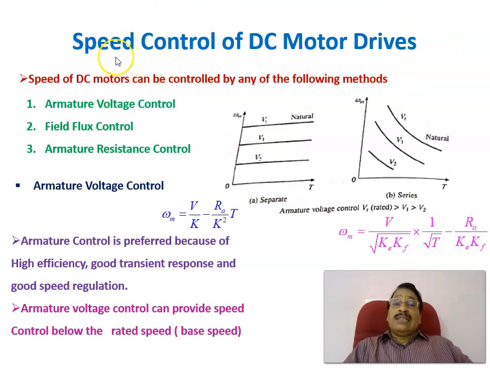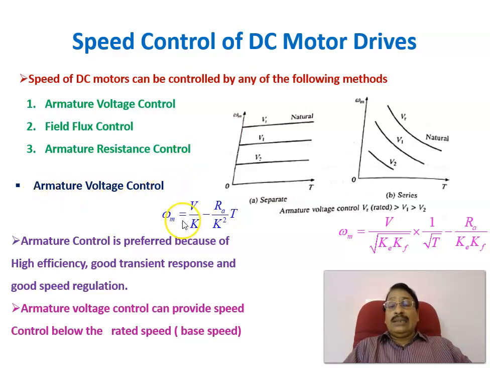Now let us see the speed control of DC motor drives. Speed of DC motors can be controlled by any of the following methods. Either by controlling the armature voltage, which is called armature voltage control, second, field flux control, and third, armature resistance control. Now let us see the first one, armature voltage control.